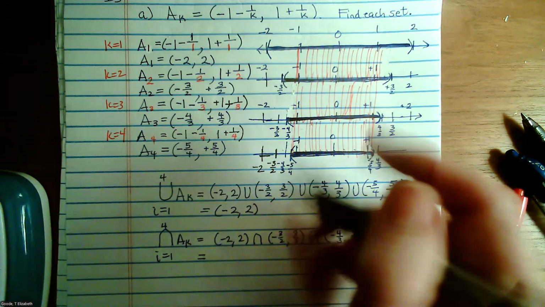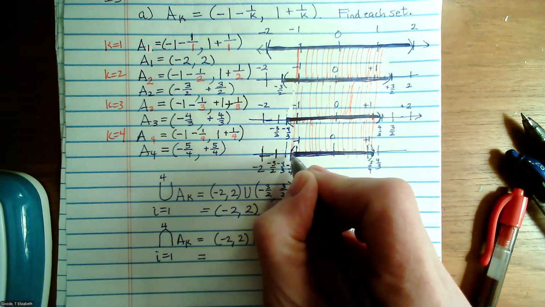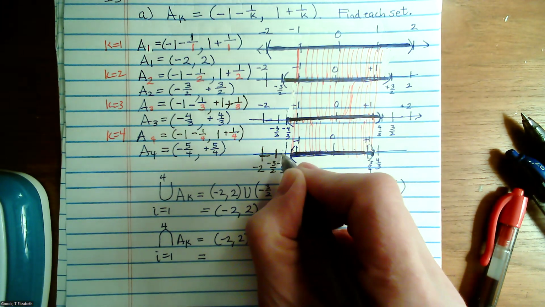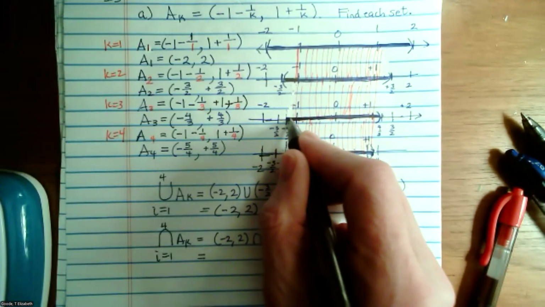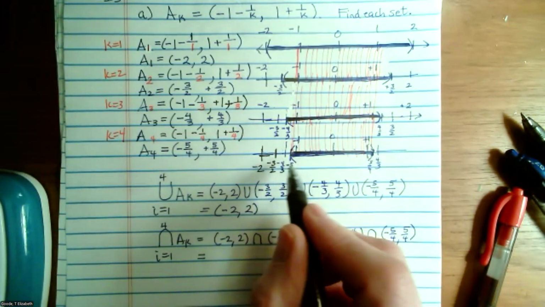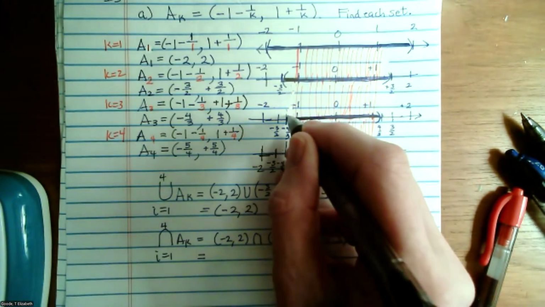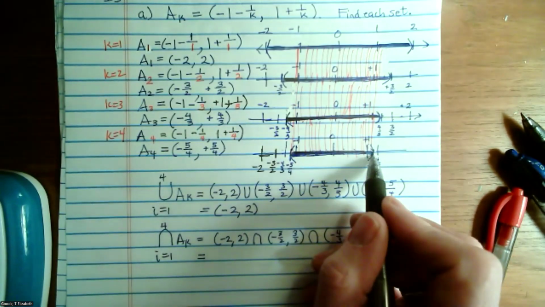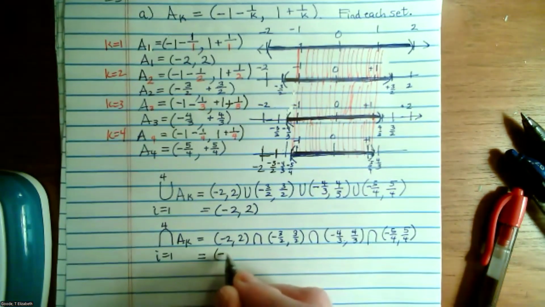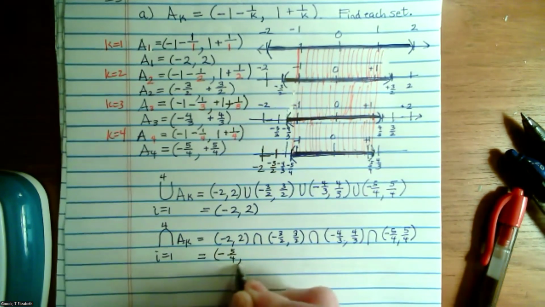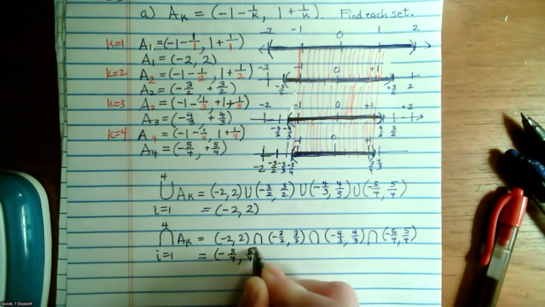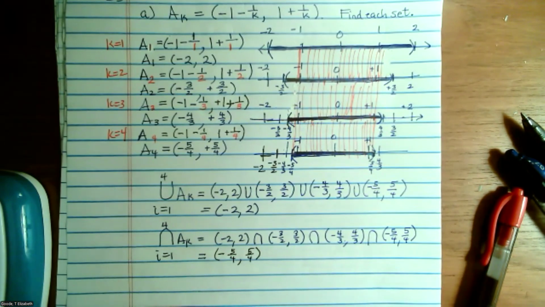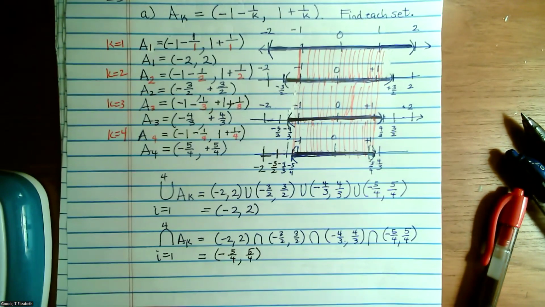See, A3 has some elements, the ones between -4/3 and -5/4, that A4 doesn't have. So we pick the smallest set. That's the intersection. It's from -5/4 to +5/4. Does that make sense? Yeah, it does. Okay.